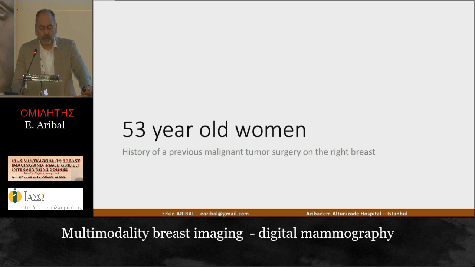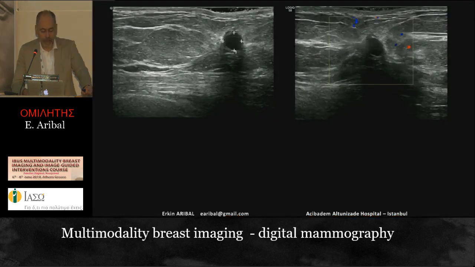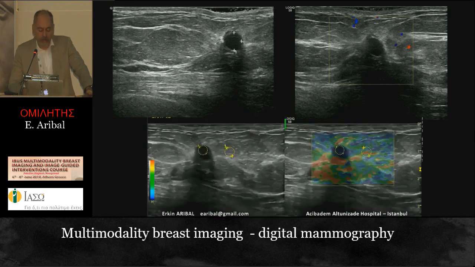This is a 53-year-old woman. She has a history of previous malignant tumor surgery on the right breast. And there is a lesion here. It's round, well circumscribed, very black, hypoechoic, but on Doppler we do not see any vascularity, and on elastography it looks soft. So what do you think it is?